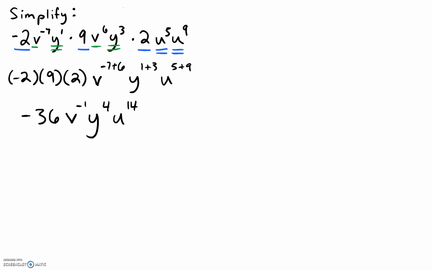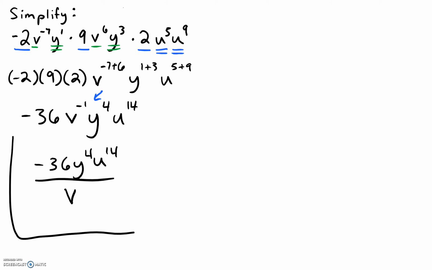Now the last thing we need to worry about when simplifying this, we don't want there to be any negative exponents. And here we have a v to the -1. So what we want to do is we want to move that to the denominator. So rewriting this, we have -36, y to the 4, u to the 14, all over v to the 1, or just v. And that's our answer.